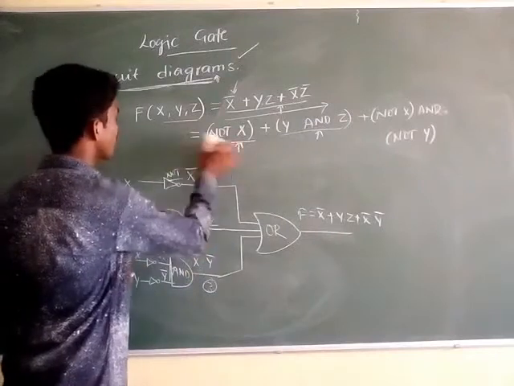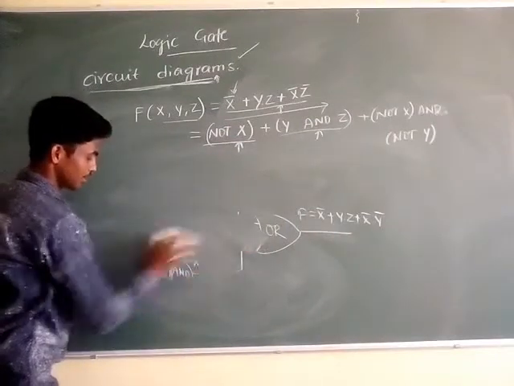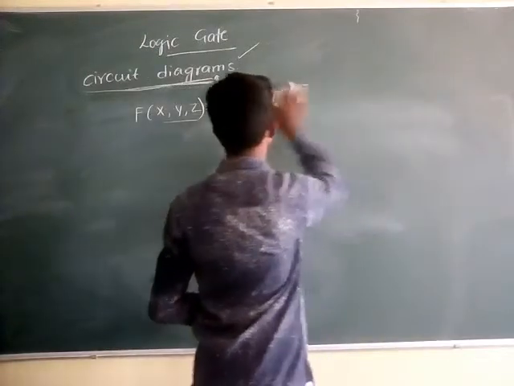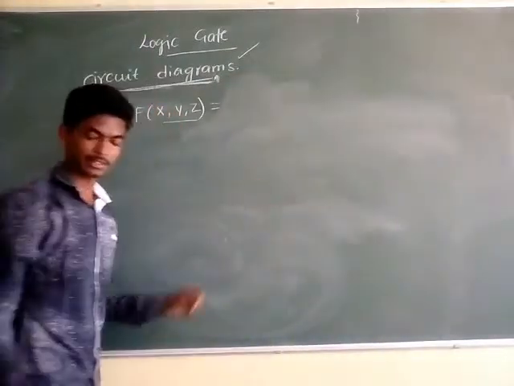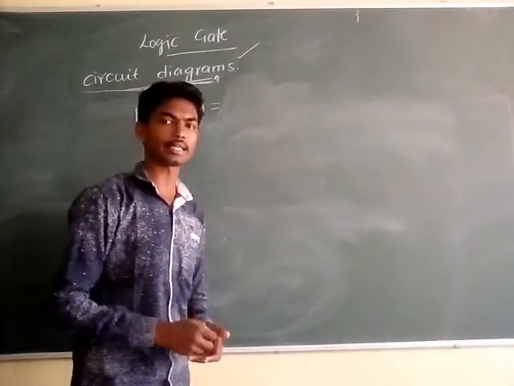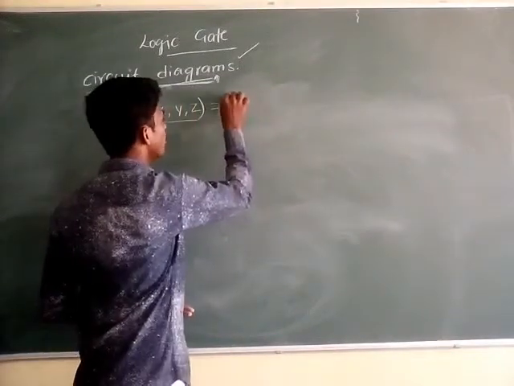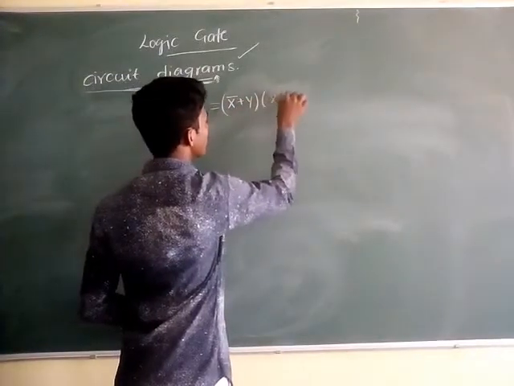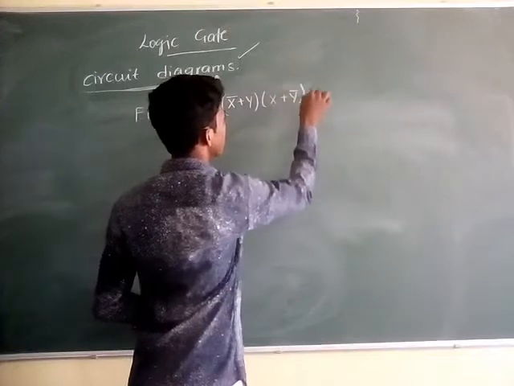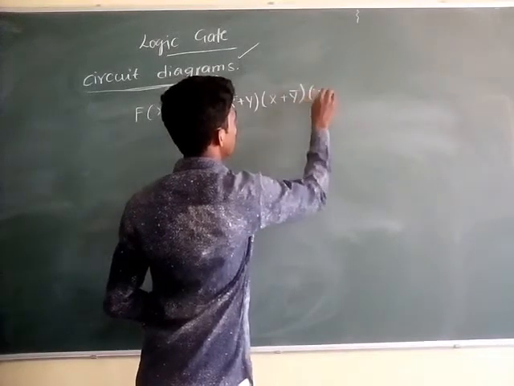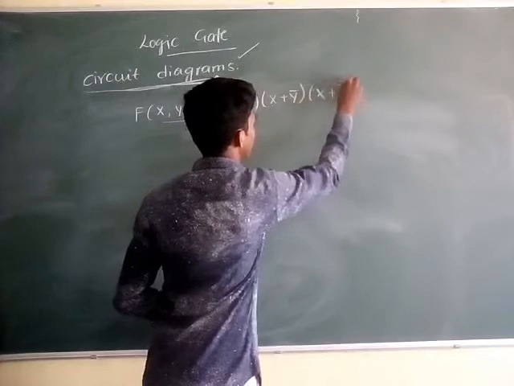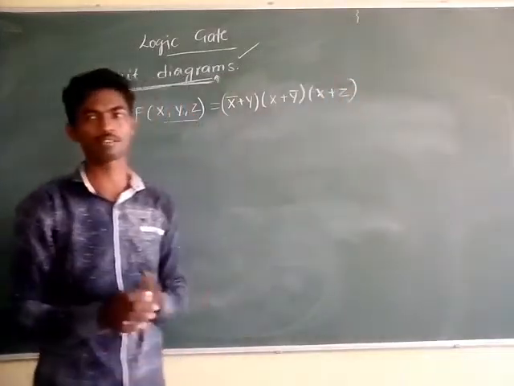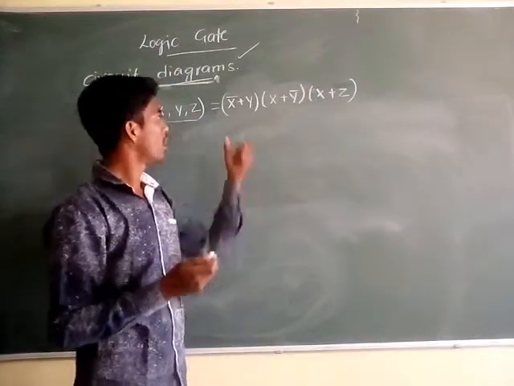Let us see one more example in a similar way. Let us see another example. A system containing again three literals: X complement plus Y into X plus Y complement, X plus Z complement. Or else, X plus Z, simply you can take it as X plus Z. Just observe this one.